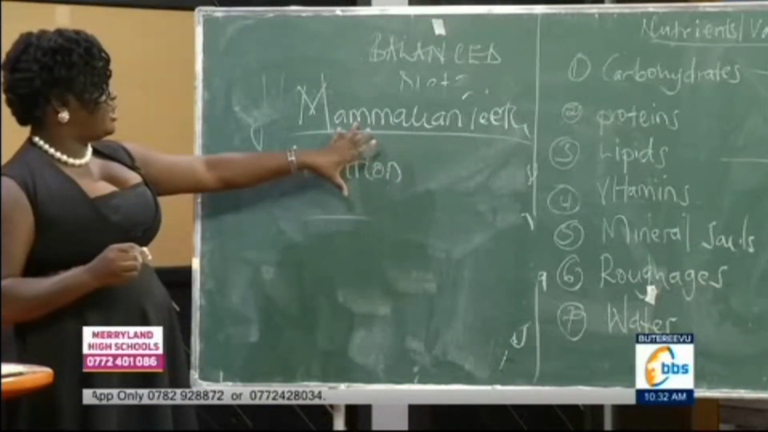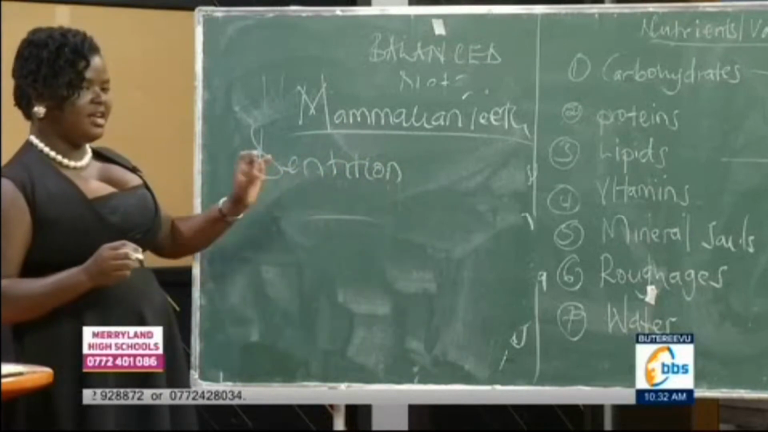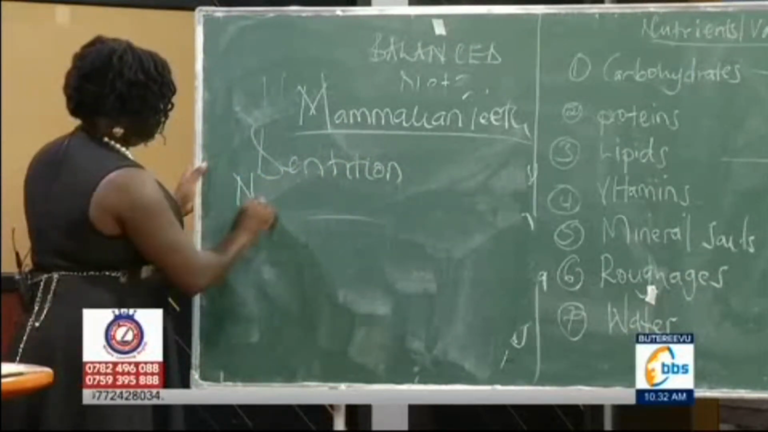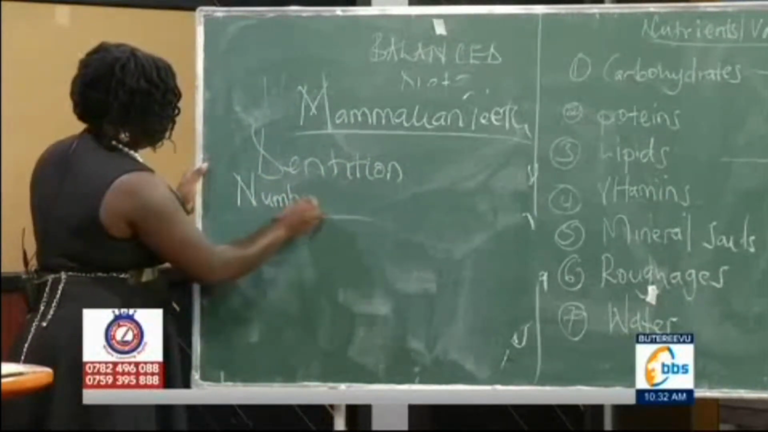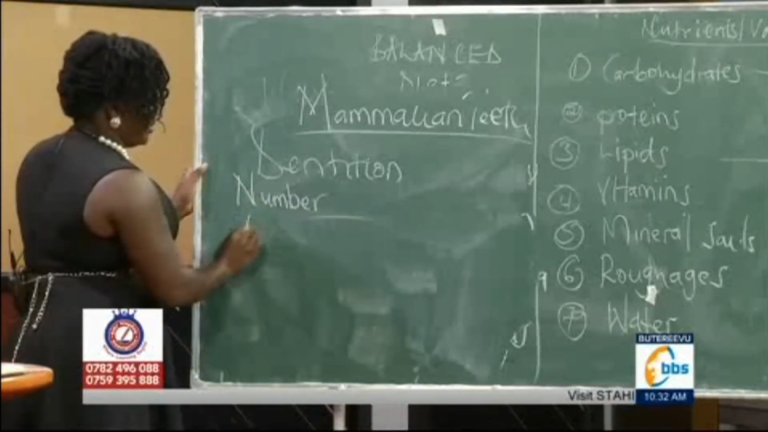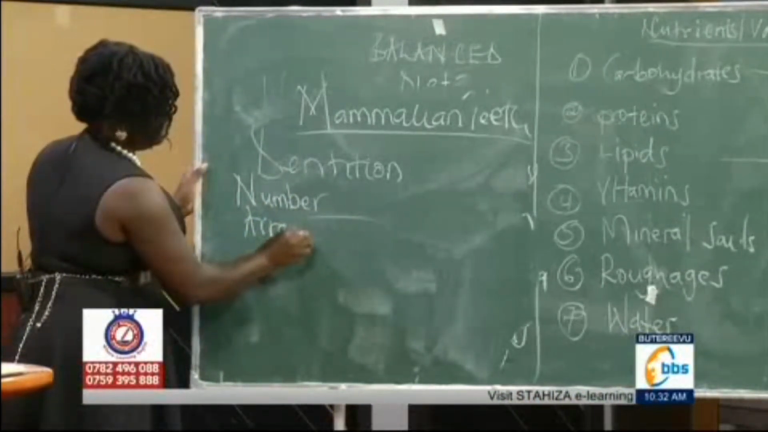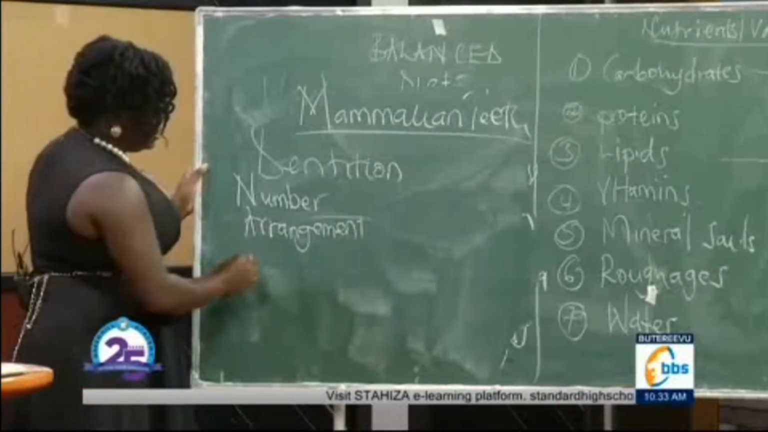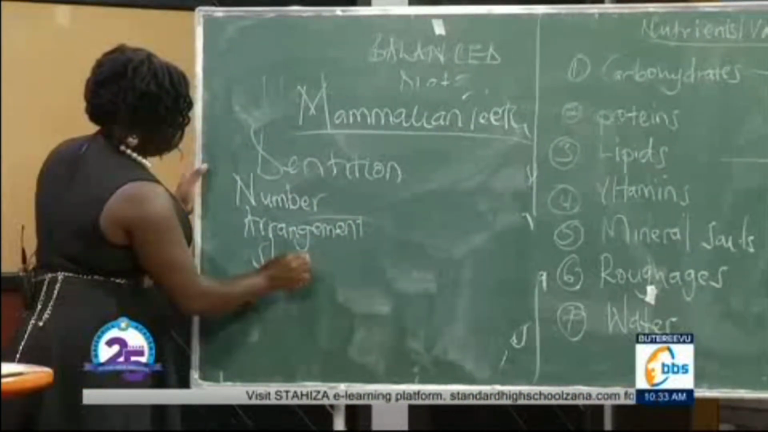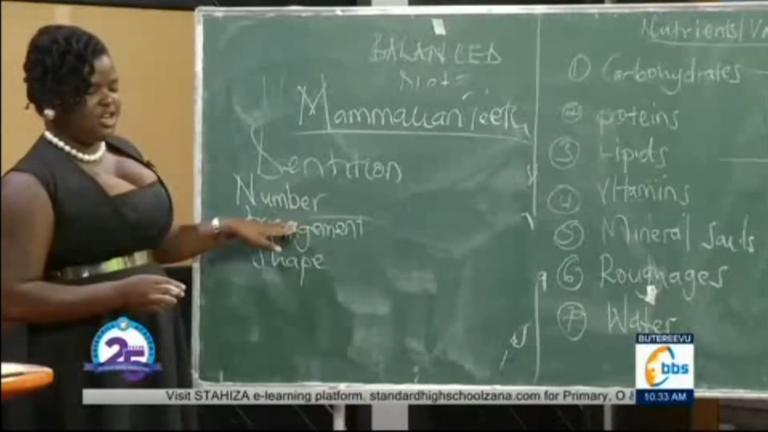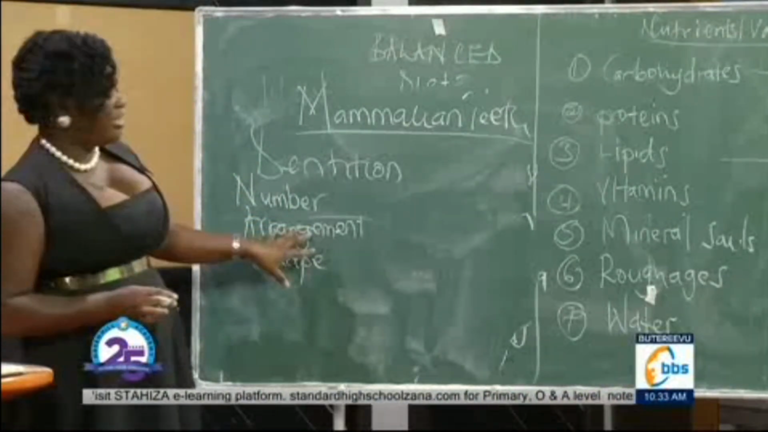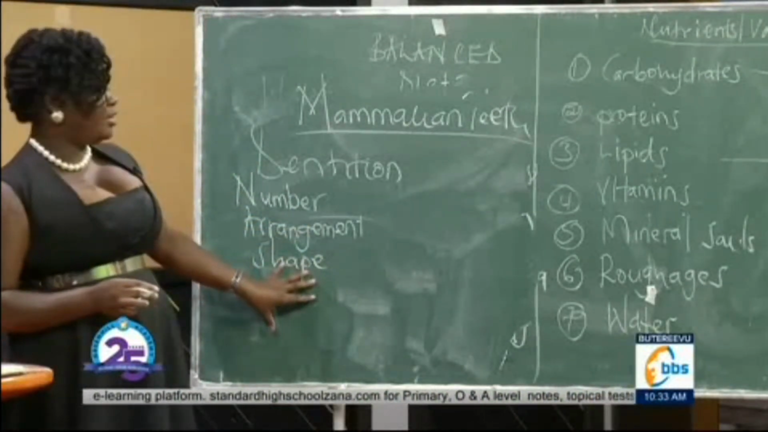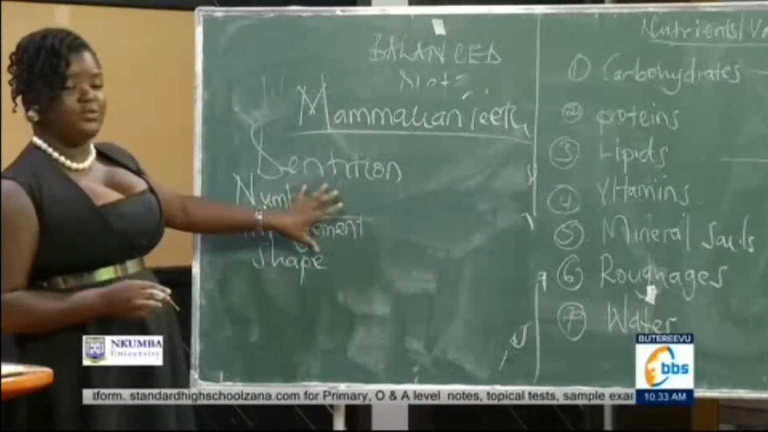Here in dentition, we look at the number. Then we also look at the arrangement. And then lastly, we look at the shape. The number of the teeth in your mouth cavity, how are they arranged and what is their shape? That is dentition as a definition.